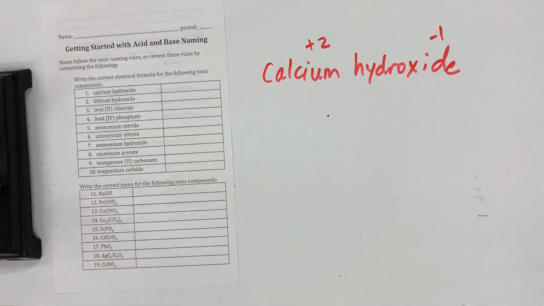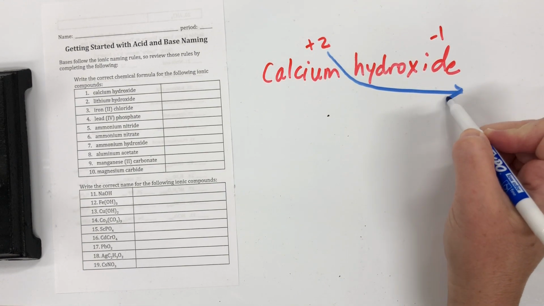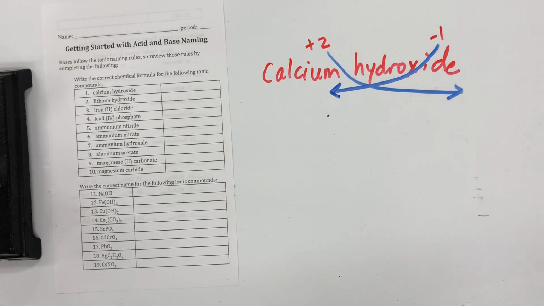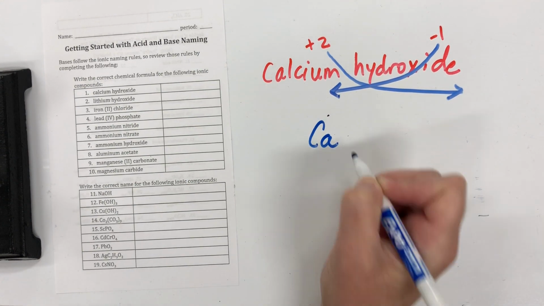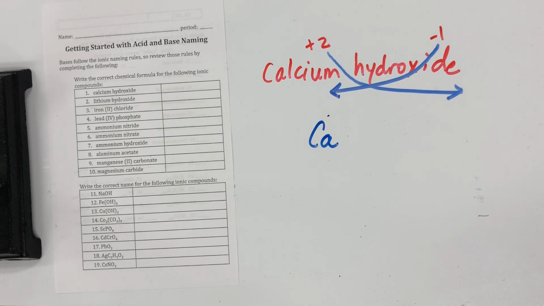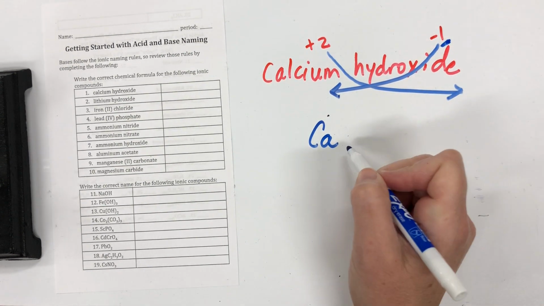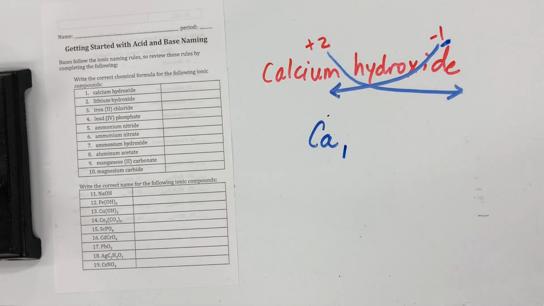Now, I'm not sure how Ms. Hassel taught you guys to write your formulas. I'm going to use swap and drop, which is where I'm going to take the charges and swap them with the different ions and drop them down when I write my formula. So here's what that means. Calcium, I'm going to write the symbol for calcium, which is Ca, but I'm going to bring the charge down from hydroxide and put it down here. I don't move the charge, I just move the number, which would be a 1.